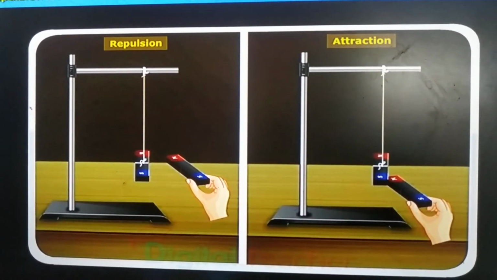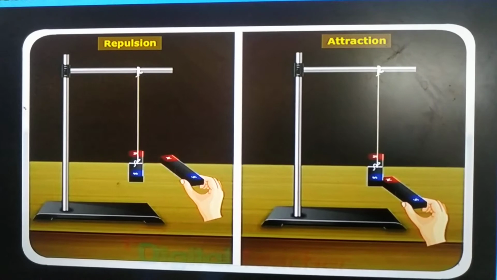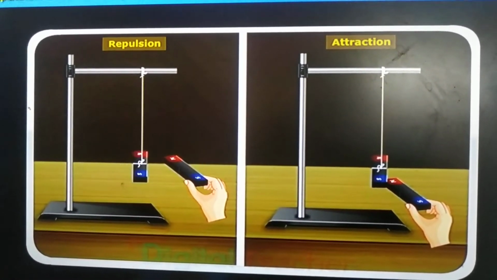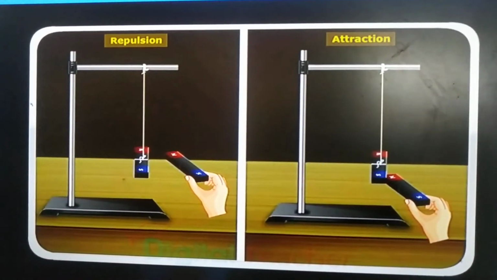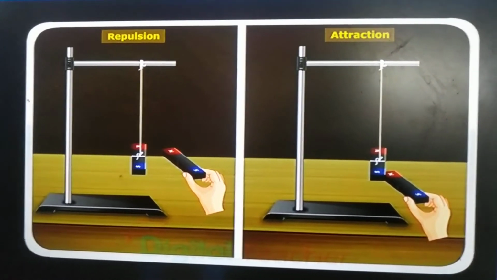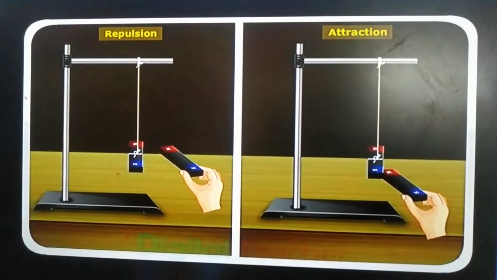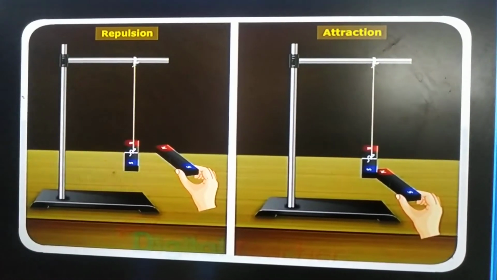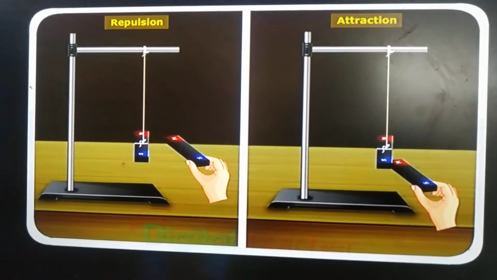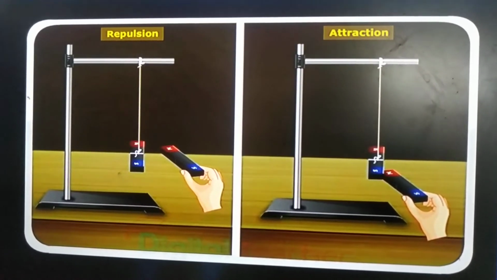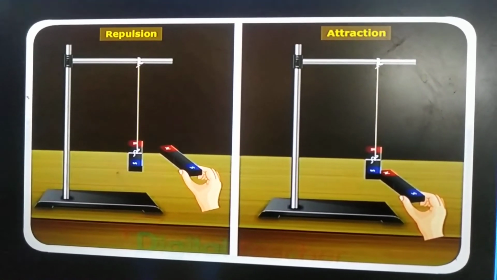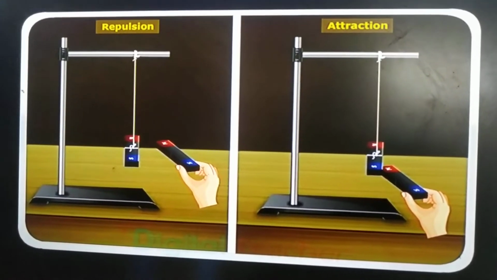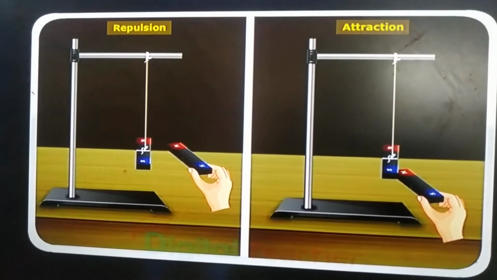Have you ever noticed that while you are playing with magnets, sometimes two magnets attract each other. Sometimes one attracts and one repels. Repel means don't attract, it pushes away. Have you experienced any time like that? That pushing away force is called repulsion. If they are pulling each other, that is called attraction. If they are pushing each other, that is called repulsion.